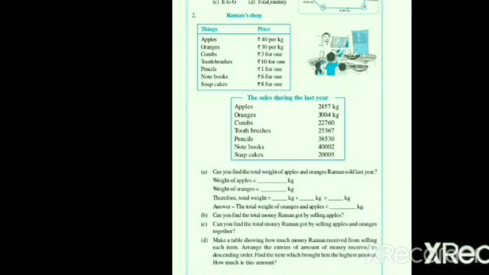Now coming to the second sum. The different items are given and the price per kg is given. And the sale during the last year is also given. Based on these two boxes, some questions are given. So we have to answer those questions.